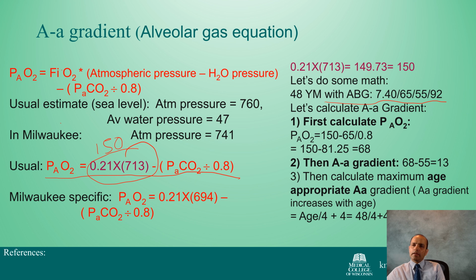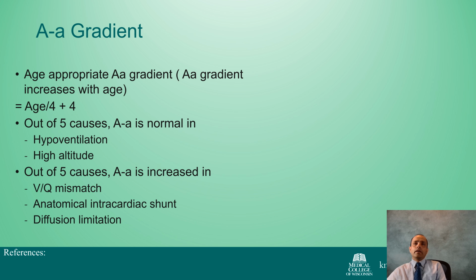Now you calculate the normal A-a gradient. Normal A-a gradient is age divided by 4, plus 4. Our patient is 48, so that is 12, plus 4, that is 16. So our patient's ABG revealed a normal A-a gradient. Out of those 5 causes of hypoxemia, the A-a gradient is normal when somebody is at high altitude or hyperventilating. Those are the two conditions where the A-a gradient is normal. In all other causes, the A-a gradient is elevated, and that actually helps you figure out the cause in those folks.